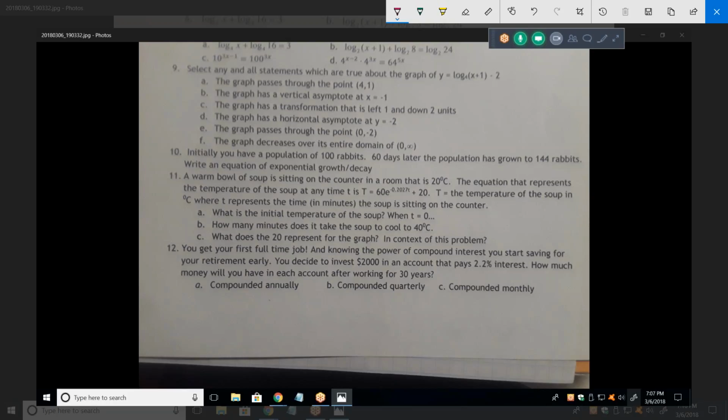All right, number 10. Population of rabbits, 60 days later, the population has grown to that. Write an equation of exponential growth and decay. Well, what is the general form of that equation? Y equals AB to the X. Yeah.